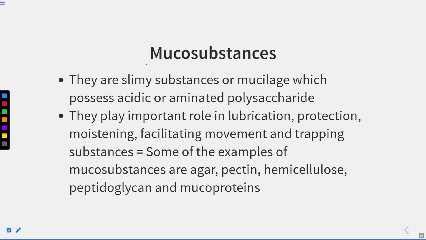The last type is mucosubstances. They are slimy substances or mucilage which possess acidic or animal polysaccharides, and they play an important role in lubrication, protection, moistening, facilitating movement and trapping substances. Some examples of mucosubstances are agar, pectin, hemicellulose, peptidoglycan, and the mucoproteins.